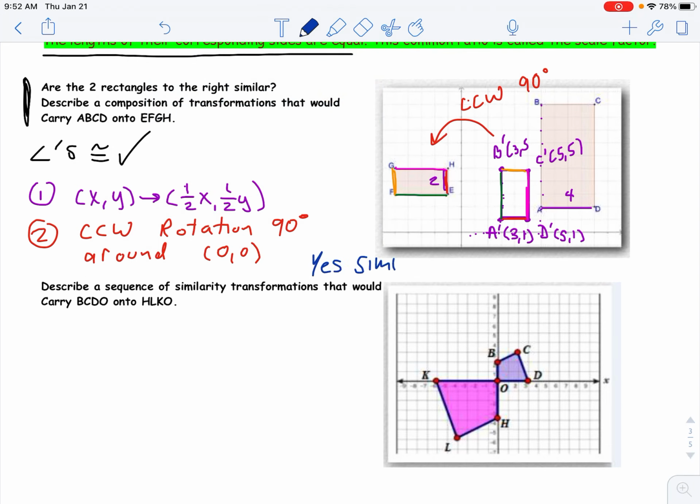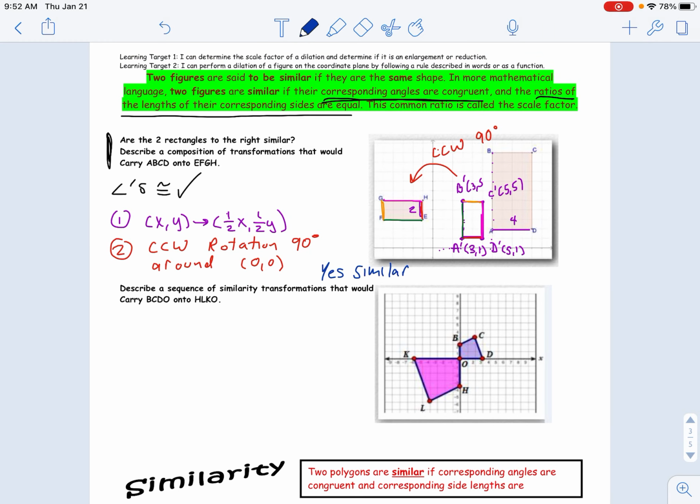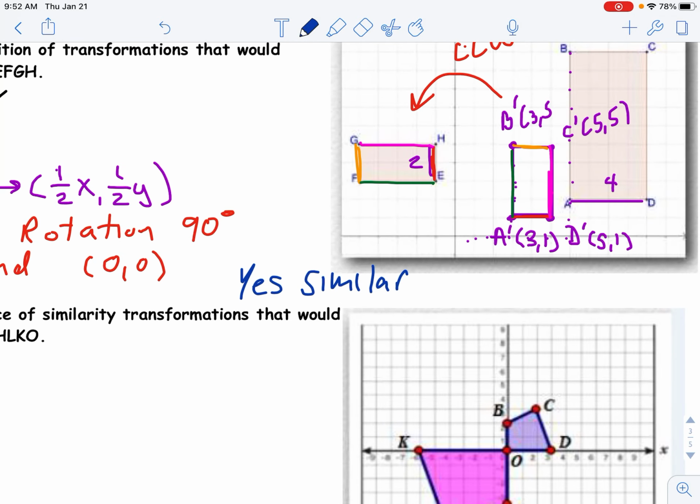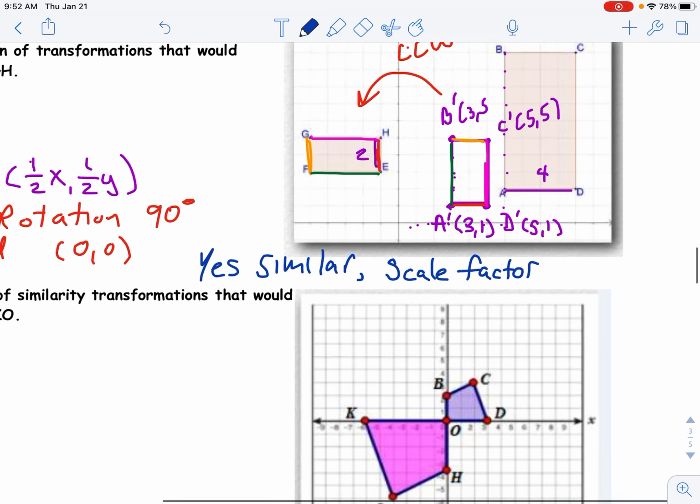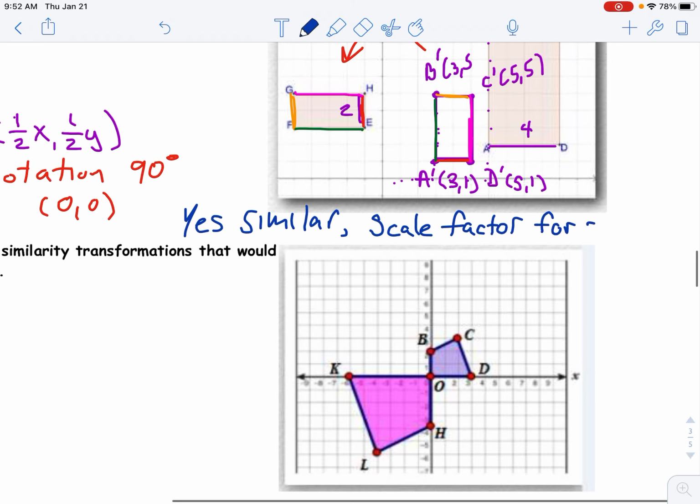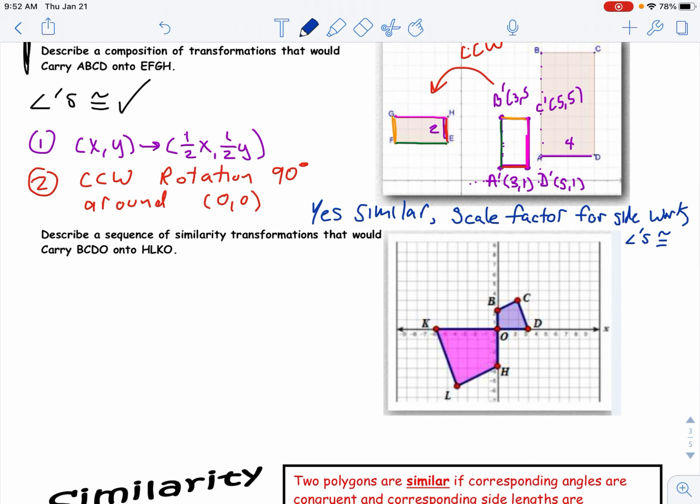Yes, similar, because the ratios of lengths of their corresponding sides are equal. In other words, there's a scale factor. I'm just going to write yes, scale factor for sides. This is very shorthand. I'll just say works, comma, angles congruent. All right, so remember, sides have to be proportional, angles have to be congruent. All right, next one.